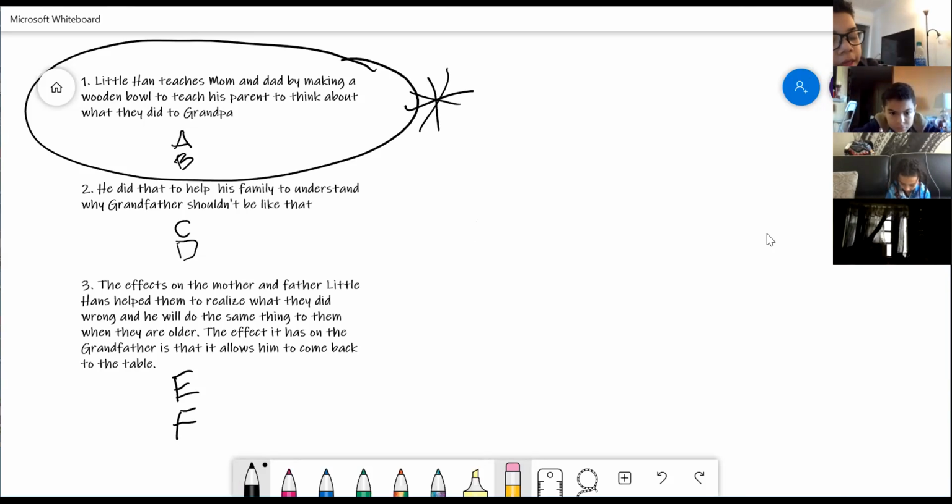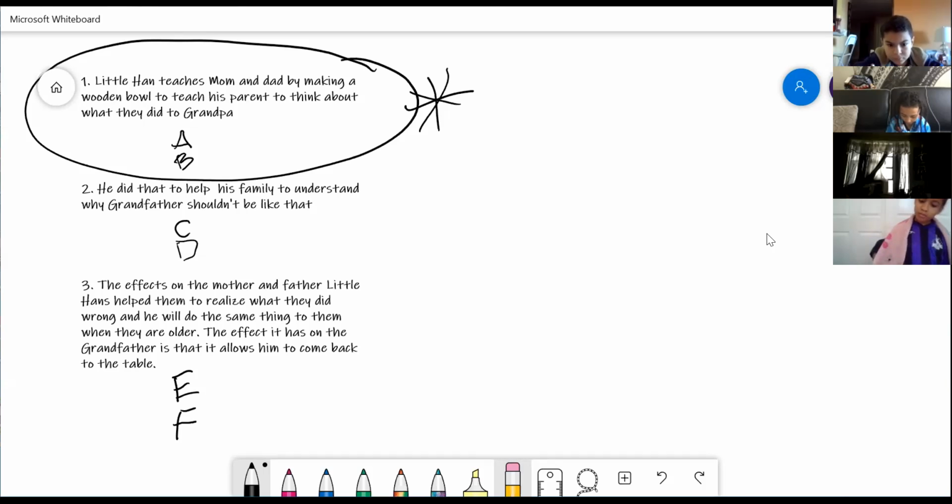We can't hear you. Do we have to write an introduction? No, just work on the first paragraph right now that I circled on the screen. Little Hans teaches mom and dad by making a wooden bowl to teach his parents to think about what they did to grandpa. Go ahead and do that now.